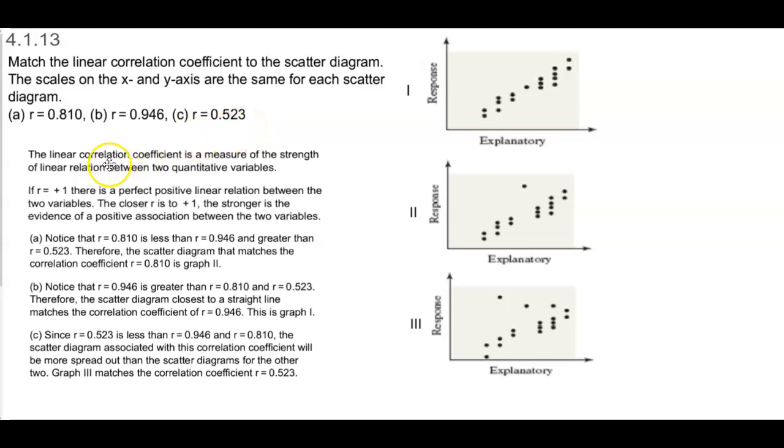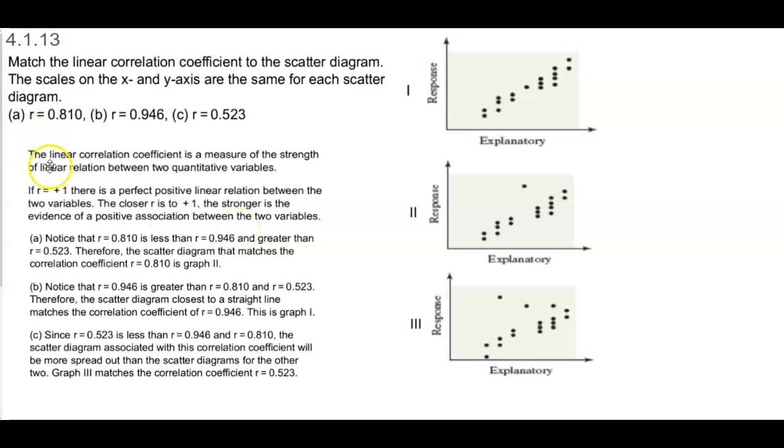Now, the linear correlation coefficient is a measure of the strength of a linear relationship between the two quantitative variables. If R is equal to +1, or close to +1, then there is a perfect positive linear relation between the two variables. If the value of R is closer to +1, then the stronger is the evidence of a positive association between the two variables.